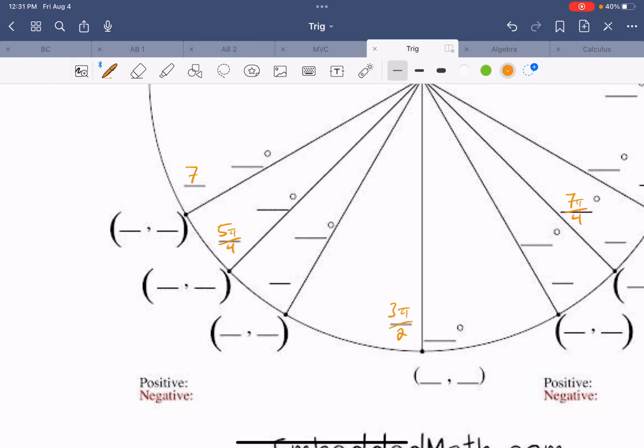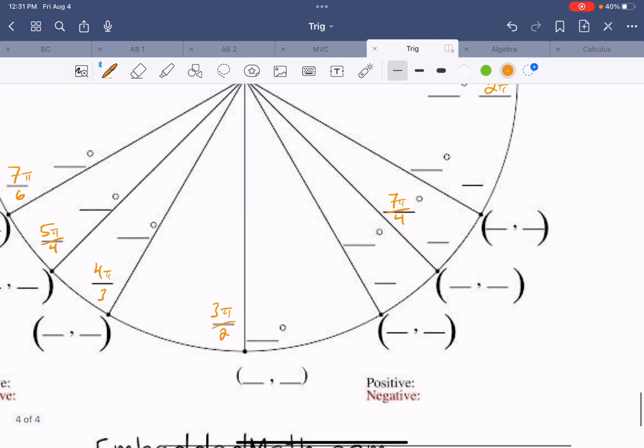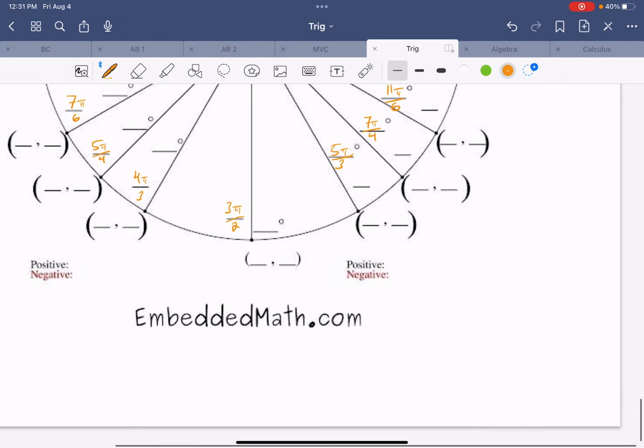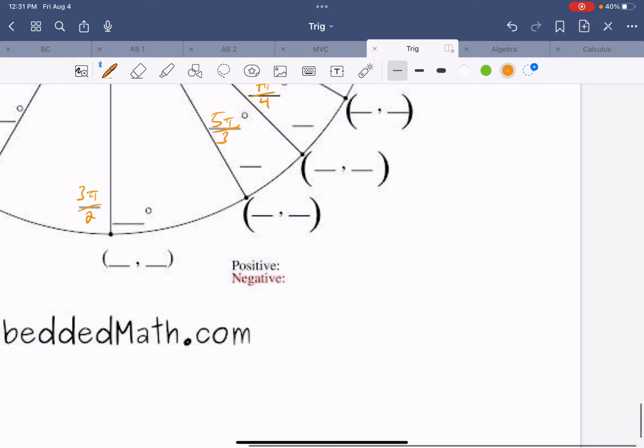7 pi over 6. 8 pi over 6, which is 4 pi over 3. 9 pi over 6 is 3 pi over 2. 10 pi over 6 is 5 pi over 3. And then finally 11 pi over 6. So that's all the angles done. Did that pretty quickly.